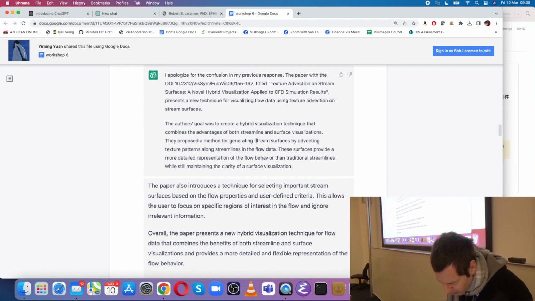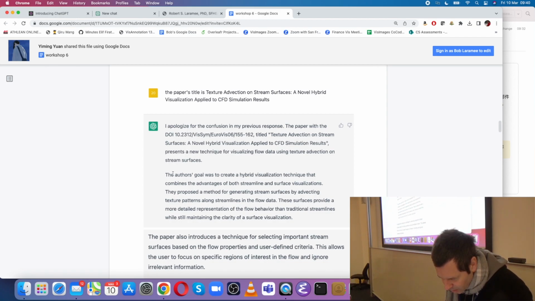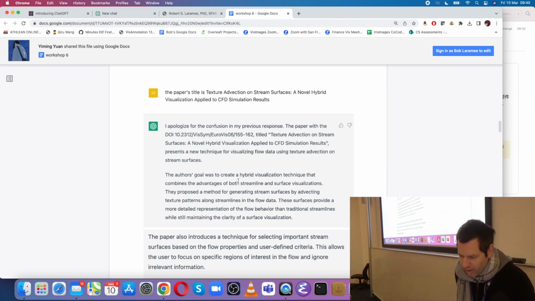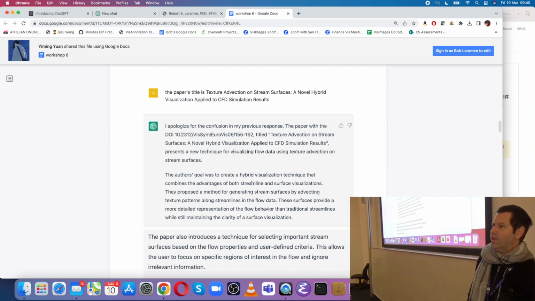The author's goal was to create a hybrid visualization technique that combines the advantages of both streamline and surface visualizations. It was generating stream surface by affecting texture. So, by the way, this first sentence is the concept. It's almost correct. If I was going to summarize this, I would say the author's goal was to create a hybrid visualization technique that combines the advantages of textures in surface-based visualizations, right? Because it has that word texture, combined with stream surfaces. So it almost got the concept right.